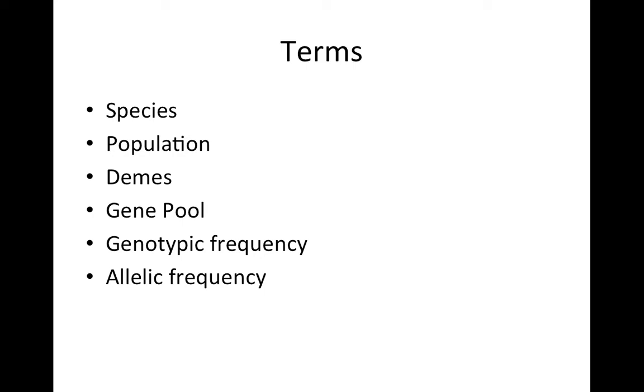Before we start, there are some terms which we need to understand. One of these terms is species. What is species? In most simple terms, species is the group of organisms which are capable of exchanging genes. Interbreeding population, right?